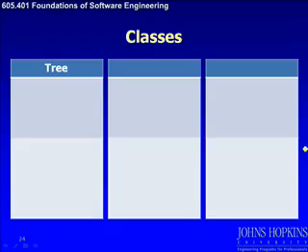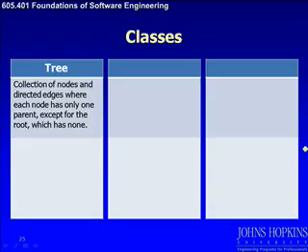And what is the information inside a tree object? Well, if we remember our definition of tree, it's a collection of nodes and directed edges where each node has only one parent except for the root, which has none, no parents. Okay? So that would be the definition of the information encapsulated inside an object instance of class tree.